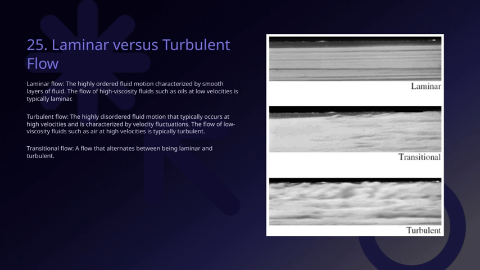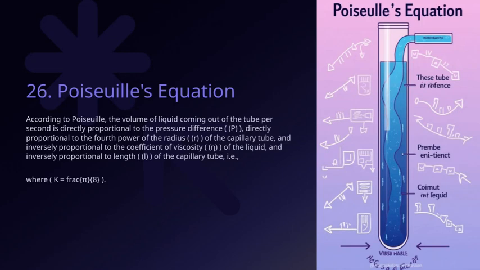Now let's take a closer look at where this equation applies, with K equal to pi divided by 8. When we talk about Poiseuille's law, what we're really describing is how the volume of liquid flowing through a capillary tube depends on several factors. First, it's directly proportional to the pressure difference, which makes sense because the greater the pressure difference, the more fluid is pushed through. Next, it's proportional to the fourth power of the radius of the tube, which highlights how sensitive flow is to even small changes in radius.